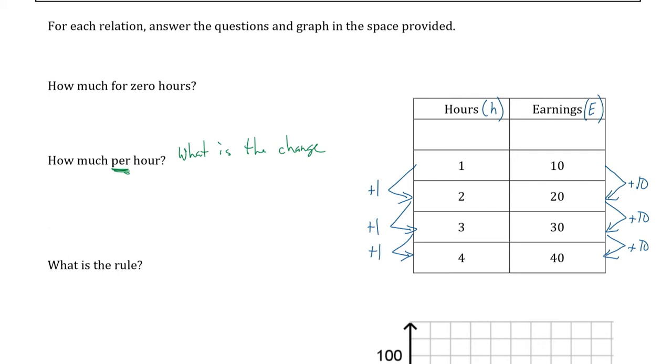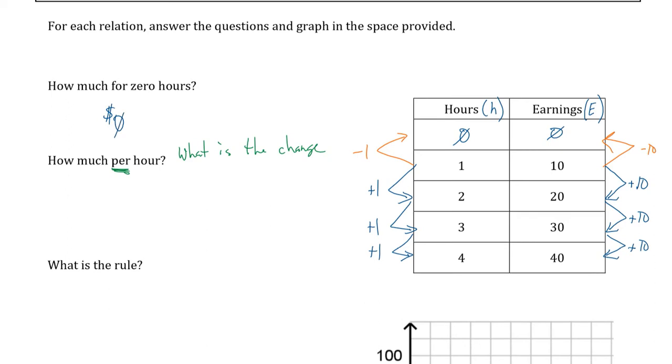Now we remember I want to track backwards. I'm going to use a different color. I'm going to use orange. Track backwards. If I'm adding 10 going this way, I subtract 10 going that way. If I'm adding 1 going this way, I'm going to subtract 1 going that way. And 10 minus 10 is 0. 1 minus 1 is 0. So that's $0 in 0 hours. $10 in 1 hour, $20 in 2 hours, $30 in 3 hours, $40 in 4 hours. And we can see how much for 0 hours is $0.